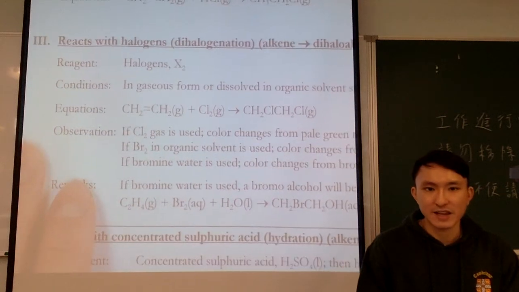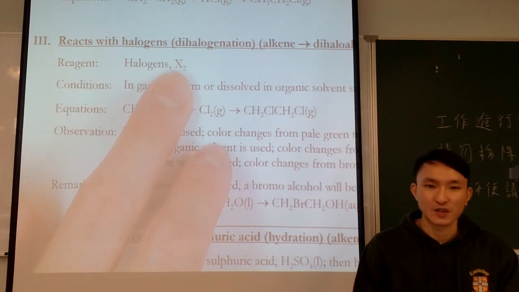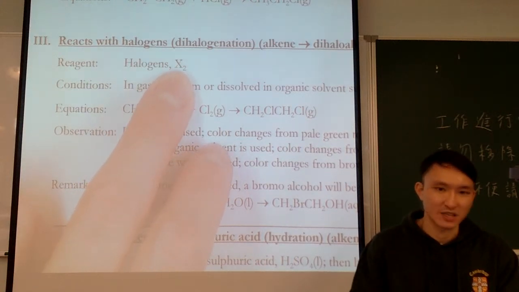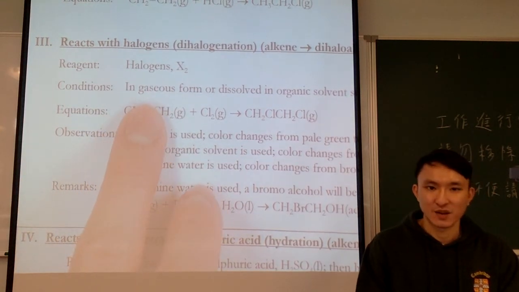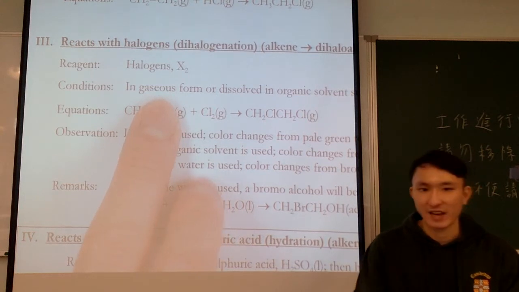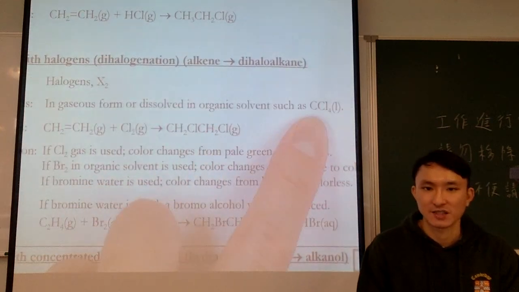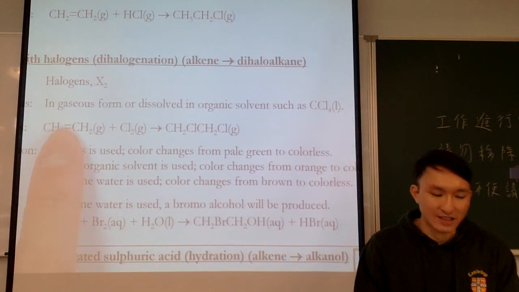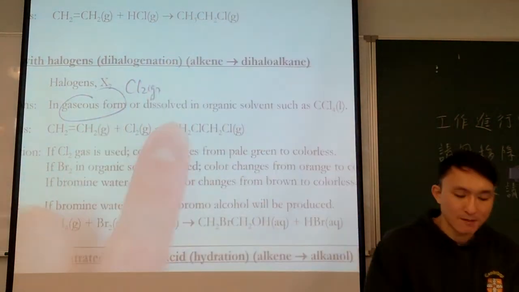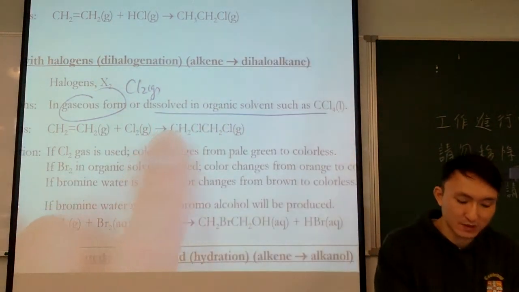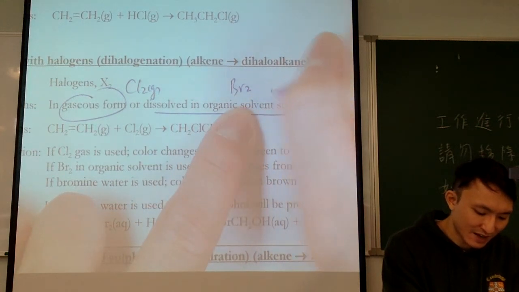Okay, three. This one reacts with halogens. Now, halogen here, usually it is chlorine, bromine, and iodine. So, in this one, we have a condition that you need to pay attention to. Usually, the halogens are used in gaseous form, or we dissolve them in organic solvent, such as CCl4. Now, in gaseous form, usually we are talking about chlorine, right? Because chlorine is a gas by itself. But bromine and iodine, usually we would dissolve them in organic solvent.